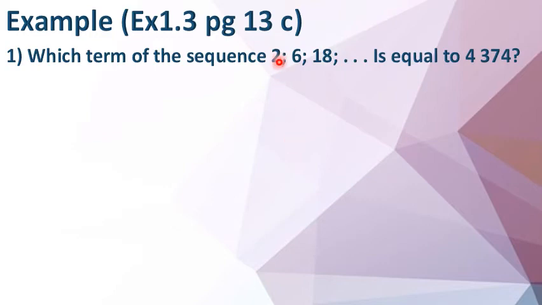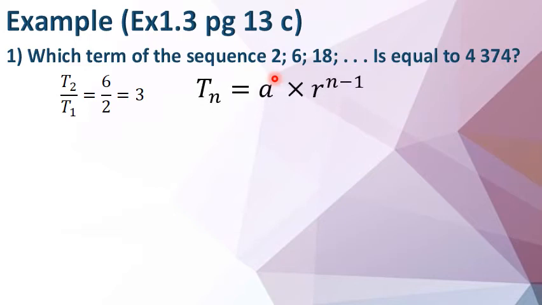So which term of this sequence, 2, 6, 18, is equal to 4,374? I'm sure by now you're picking up on the geometric sequence constant ratio really quickly. We take our second term divided by the first term, and if you want to double check it, take your third term 18 divided by your second term 6, and you'll see, okay, our constant ratio is 3. What are we going to replace a with? Our first term. So the general formula for this sequence is Tn equals 2 times 3, the constant ratio, to the power of n minus 1.